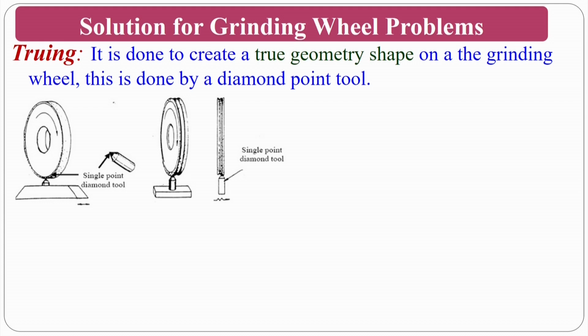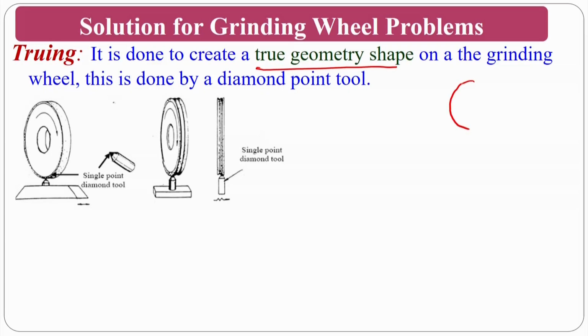Next one is truing. Basically, truing means that because of sudden jerks or something, the grinding wheel loses its true geometry. That means if I want a circular geometry, certain parts of the circle will go off. Assume that I want a grinding wheel like this.